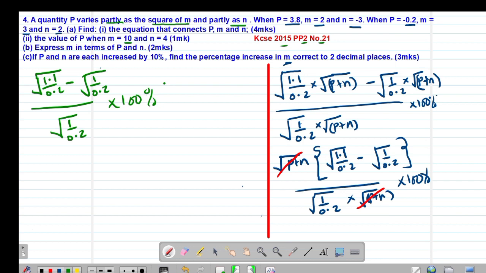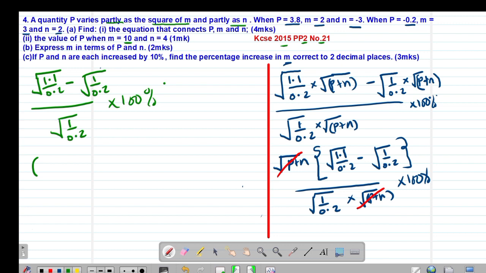So I can feed this on the calculator directly. This is how you are going to press on the calculator. You press opening bracket. So let me work out the numerator: the root of open bracket 1.1 divided by 0.2, that is under the root, then minus the square root of open bracket 1 divided by 0.2, close the bracket.